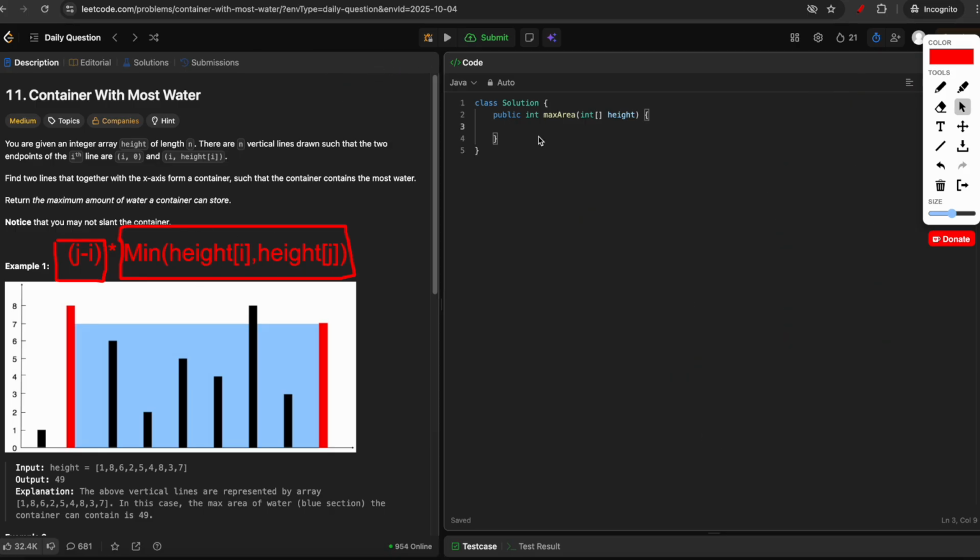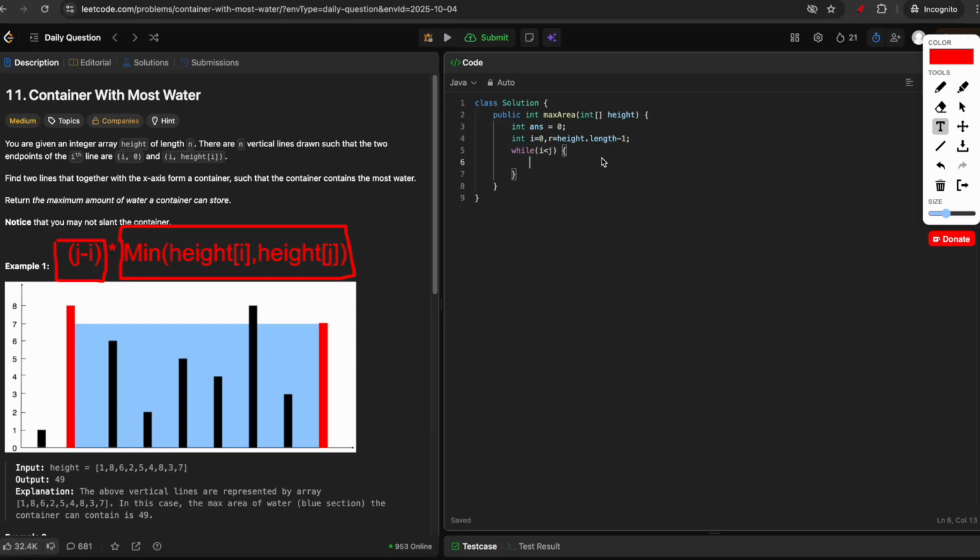Now let's quickly code it. So first we'll just take an answer variable to store the answer, and take 2 pointers. First will be at 0, and last will be at the end, height dot length minus 1. So like we discussed, we'll start at the two extremes, that is the width is maximized, and we'll try to move inwards. So we'll move as long as i is less than j.